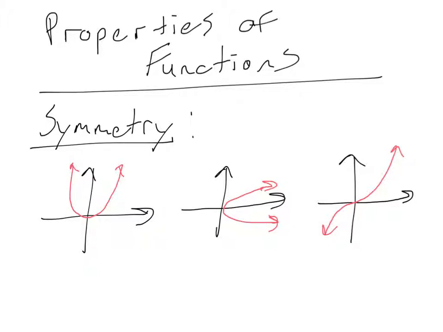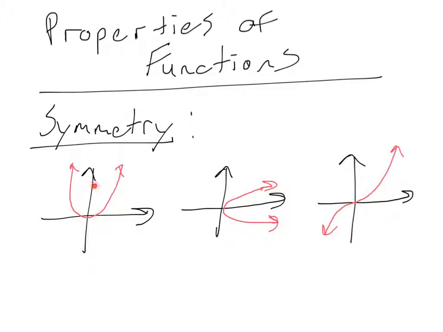So, we're going to start talking about properties of functions. And the first property of functions we're going to talk about is symmetry. So we have three different functions that I've written out here for us. One's sort of a parabola, one's a parabola on its side, and one is, well, it sort of looks like the graph of a cubic function. And let's talk about the type of symmetry each of these graphs has.